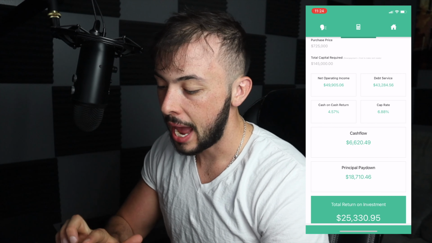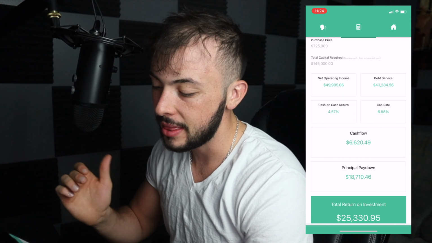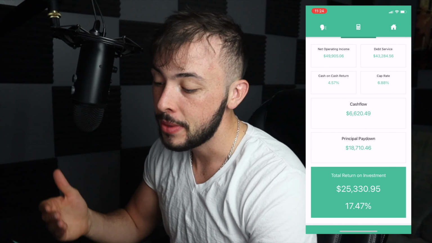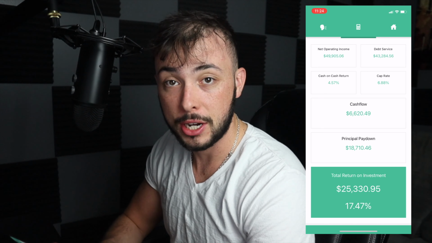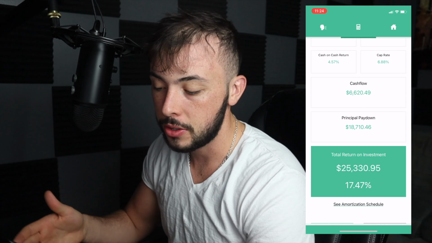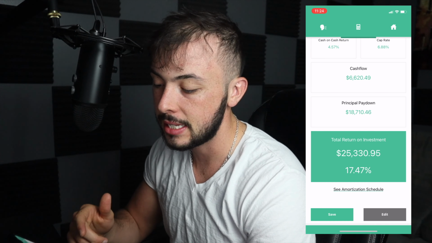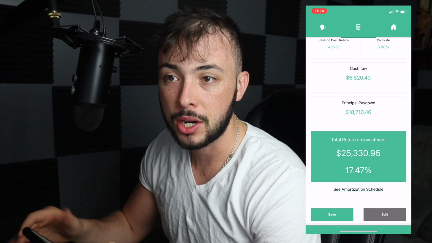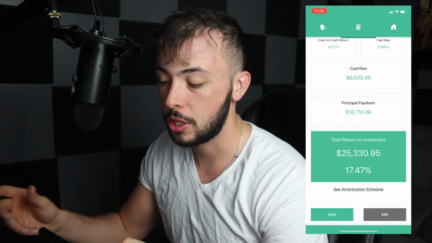So you can see the cash on cash return is 4.57%. The cash flow is $6,600 a year. The principal pay down, since it is a 20-year amortization, I'm paying a lot of principal very quickly, $18,700 a year. So you can see the total return on investment is 17.47% each and every single year when you add the cash on cash return and also the principal pay down.